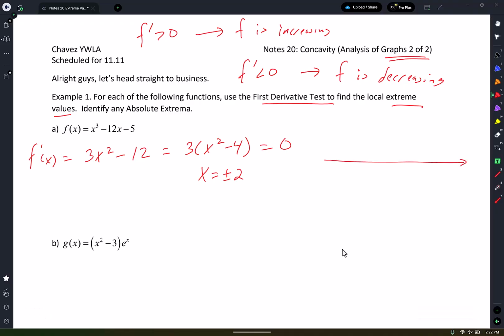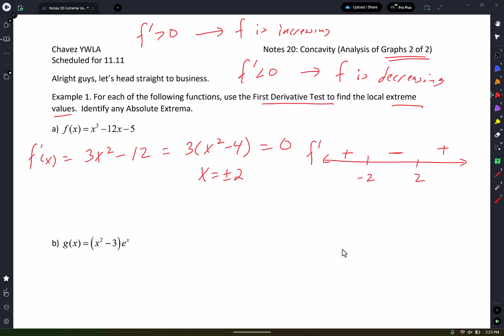Here's my railroad tracks. And I guess what I should be calling it is a sign chart, but I'm still going to call it railroad tracks. All I care about is the sign of that derivative: positive, negative, positive. If I put a number smaller than negative 2, like negative 10, negative 10 squared is 100. 100 minus 4 is a positive number, so put a plus to the left of negative 2. If I insert a number between negative 2 and 2, like 0, 0 squared is 0, and 0 minus 4 is negative, so I put a negative. And if I put a number like 10, 10 squared is 100, 100 minus 4 is 96, so positive. Do you guys see that?